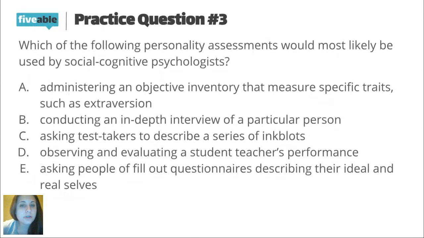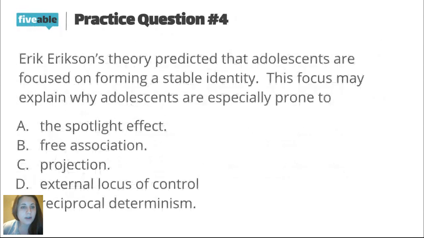All right, question 4. Erik Erikson's theory predicted that adolescents are focused on forming a stable identity. This focus may explain why adolescents are prone to A, B, C, D, or E. Question 4.